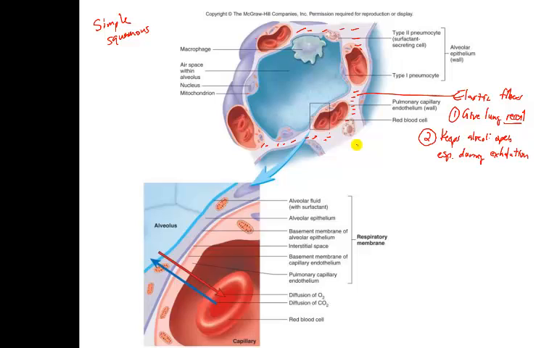Again, alveoli are functionally important because they're the place where gas exchange happens. So you can see here, the air would be here. So here's a capillary, and zooming in, you can see that there's a very, very small amount of stuff between the air in the alveolus and the blood in the capillary.